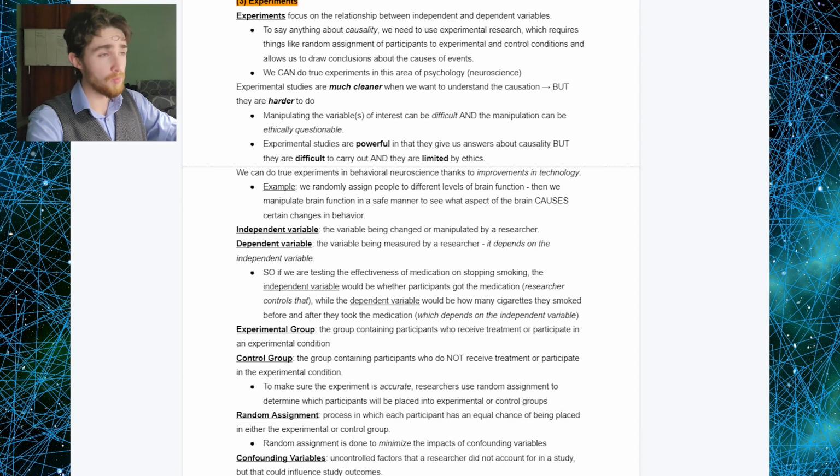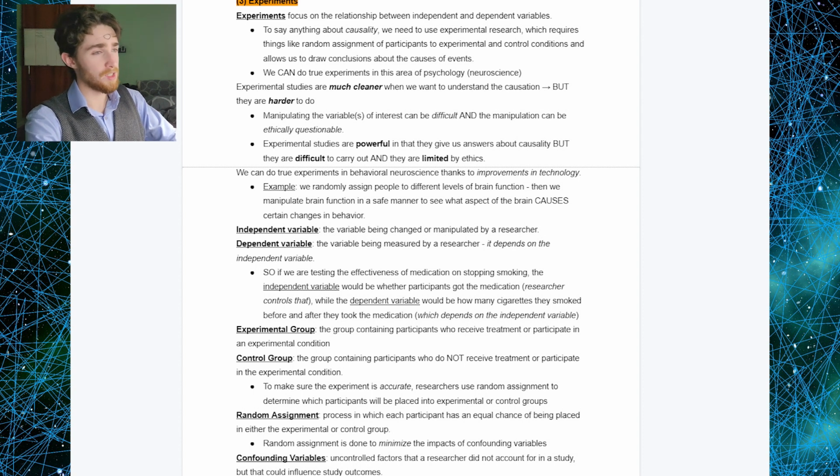The experimental group is the group containing participants who receive treatment or who participate in some experimental condition, whereas the control group is the group containing participants who do not receive treatment or who do not participate in the experimental condition. To make sure that the experiment is accurate, researchers use random assignment to determine which participants will be placed into experimental or control groups.